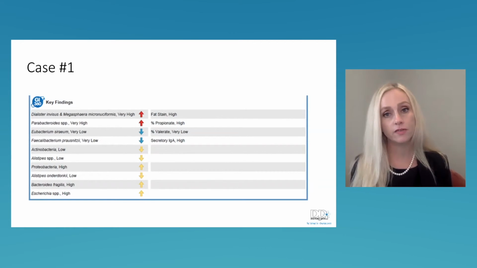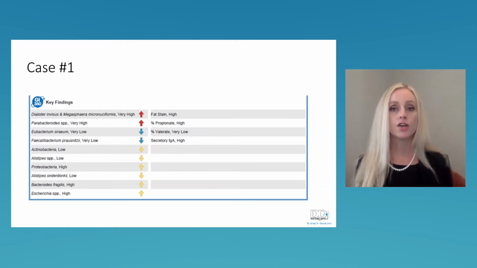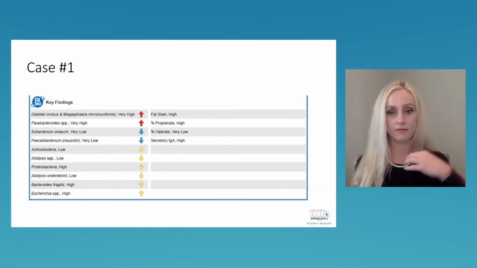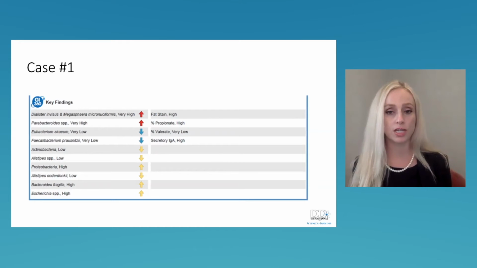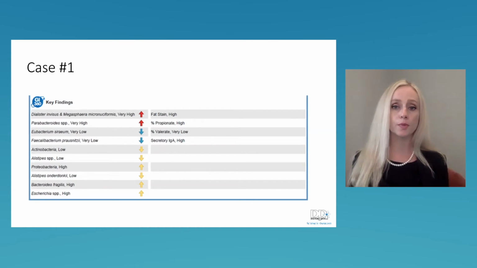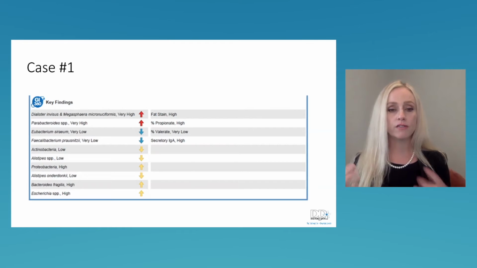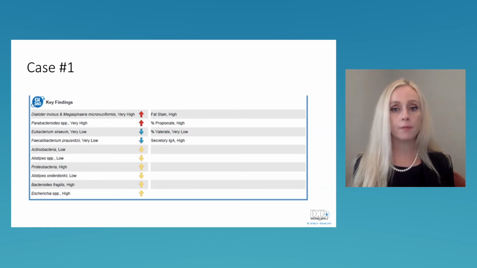The next piece of information we have are the additional findings. So we do see an elevated fat stain for this patient. We do see a short chain fatty acid imbalance. We see the higher propionates, the very low valerates. So again, the short chain fatty acids, these are directly derived from the bacteria. The bacteria ferment the dietary products to create the short chain fatty acids. And so that's directly derived from the bacteria. So those two are connected, intricately connected.